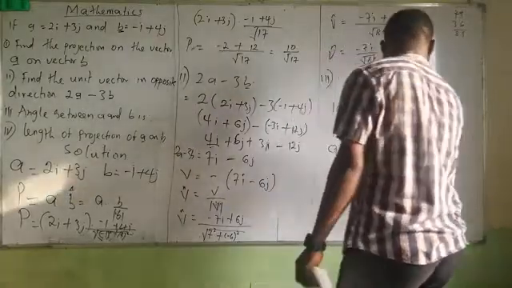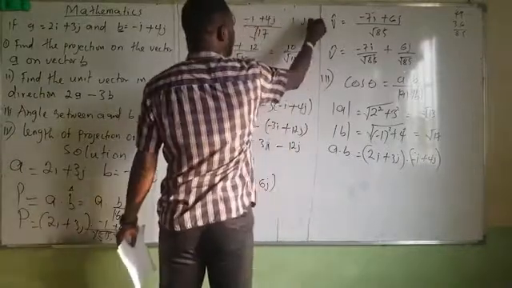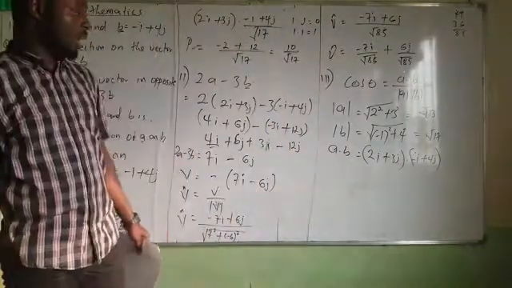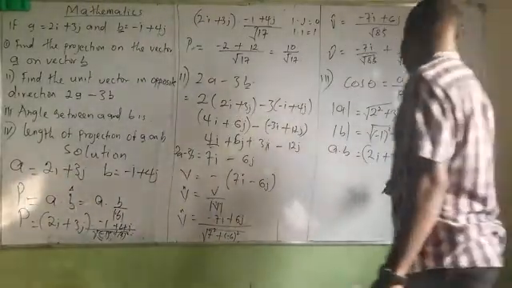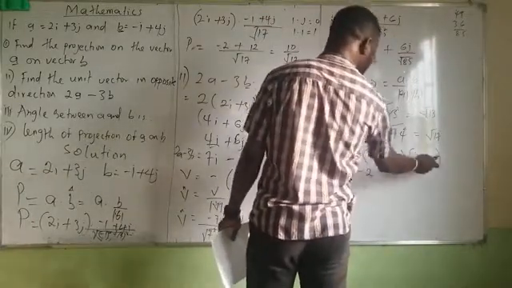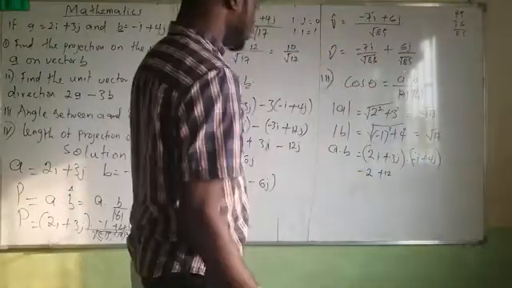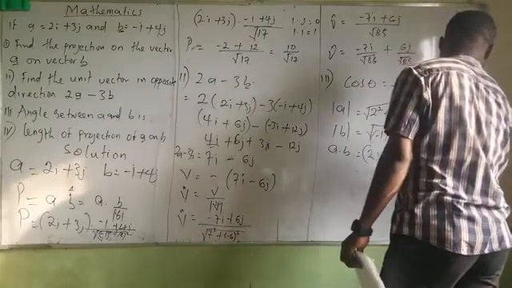Now, this is a dot. I told you earlier that when i dot j equals 0, i dot i equals 1. Take note of that. It means 2 times 1, it will be 2 minus 2, and plus 12. Yes, minus 2 plus 12. It means that will be equal to 10.